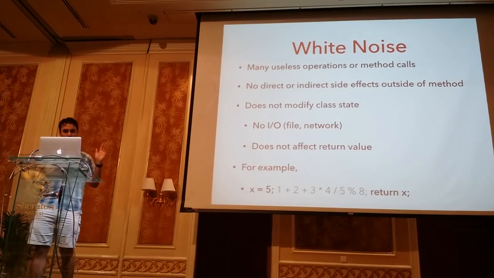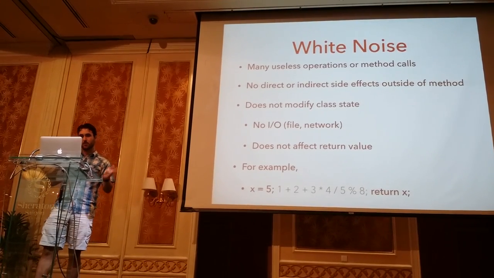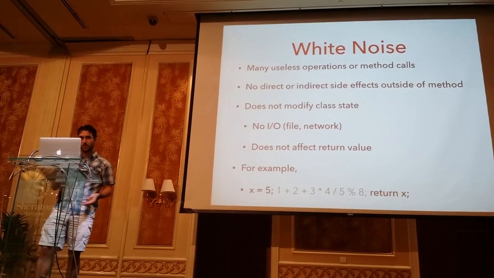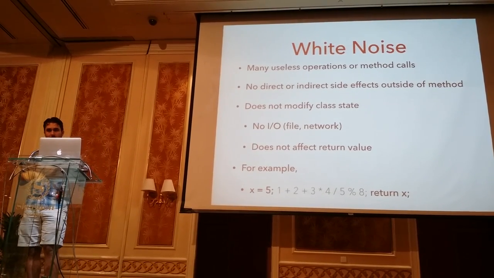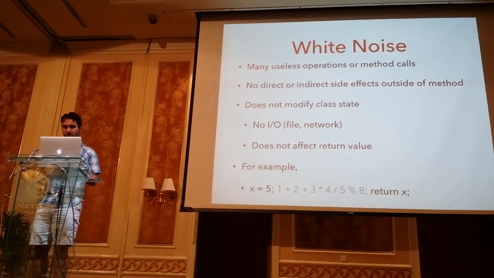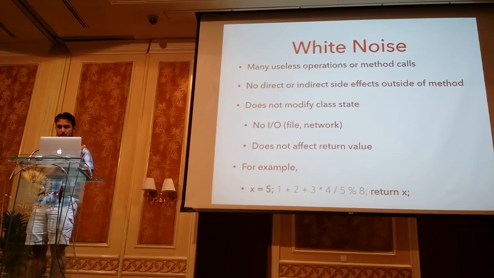So you can see that the 1 plus 2 plus 3 times 4 divided by 5 modulus 8 doesn't affect the return value and doesn't do any network I/O, so that grayed out bit can be removed without altering the semantics or the behavior of that small program.